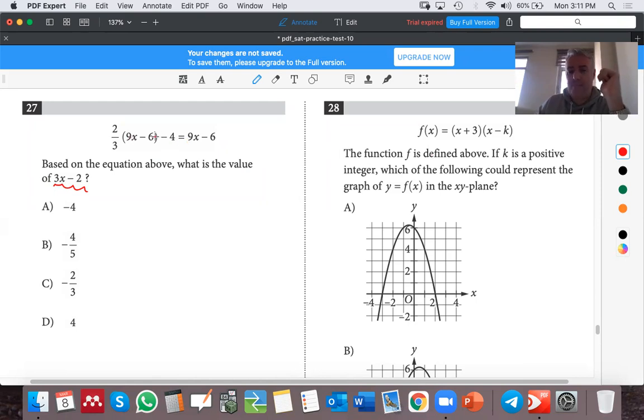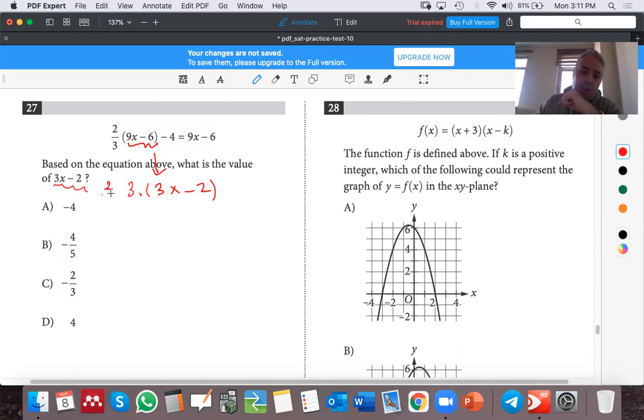9 and 6, 3 is common. So if I take 3 common in parentheses, 2x minus 2. No, not 2x minus 2. It will be 3x minus 2, to get 9x. I will get this one. Is this clear? 9x minus 6 is equal to 3 times 3x, 9x, 3 times negative 2, negative 6.